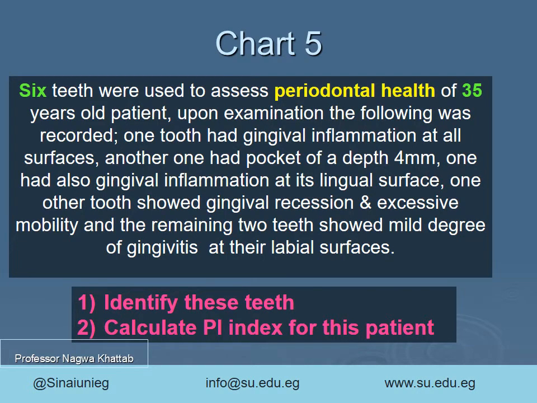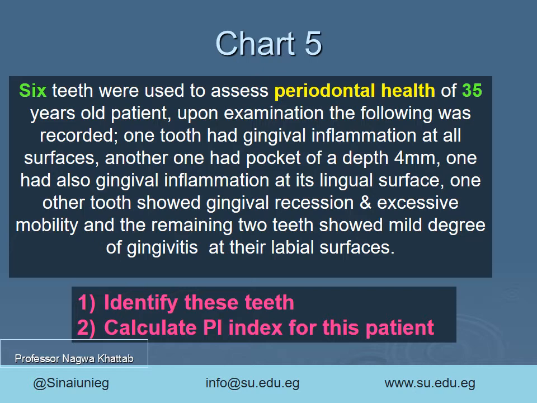We have a chart, a case, to apply this previously. Six teeth were used to assess the periodontal health in a 35-year-old patient. Upon examination, the following was recorded. One tooth had gingival inflammation at all surfaces. So it takes what score? 2, right.